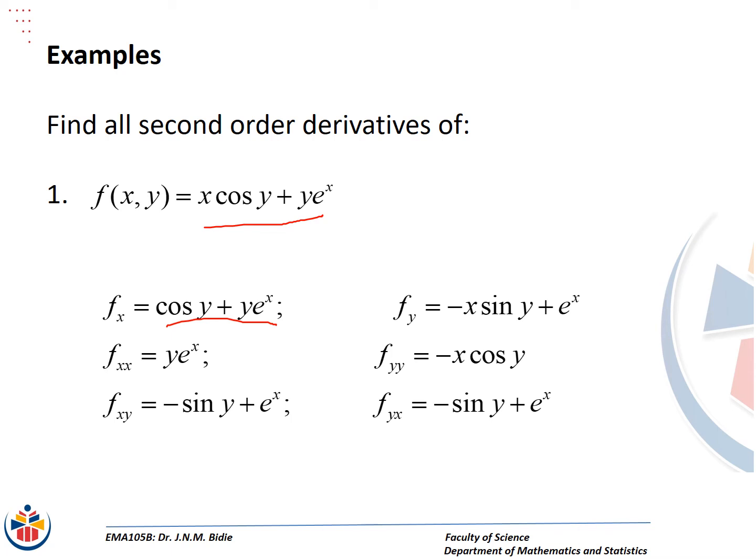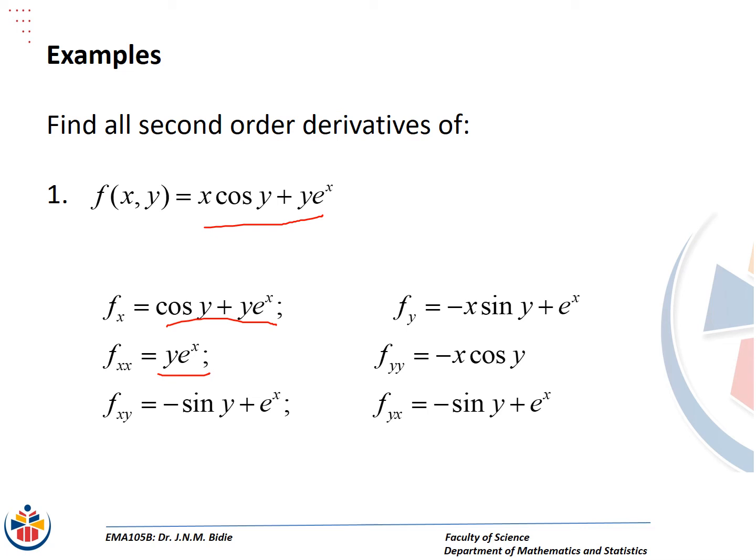If you go for the second derivative with respect to x, cos y is a constant. So that means it becomes 0. And then we'll be left with the derivative of y e to the power x, which will just be y e to the power x.